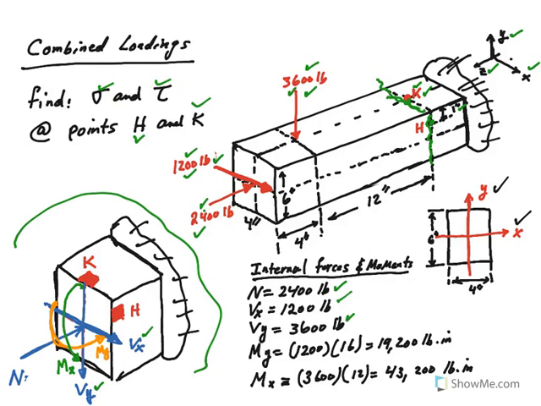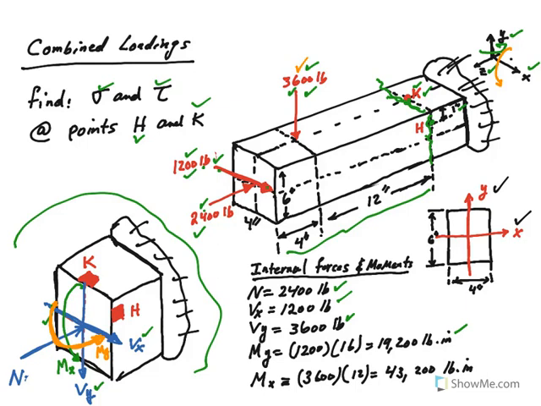Now, the 1200 force creates a moment about the y-axis like that. So that's 1200 times the distance of 16 inches, this distance, so 19,200, and look at the way the moment about the y-axis is going to act. It's going to act as you can see here. Let me redraw it one more time for you. And then this 3600 force creates a moment about the x-axis like that.